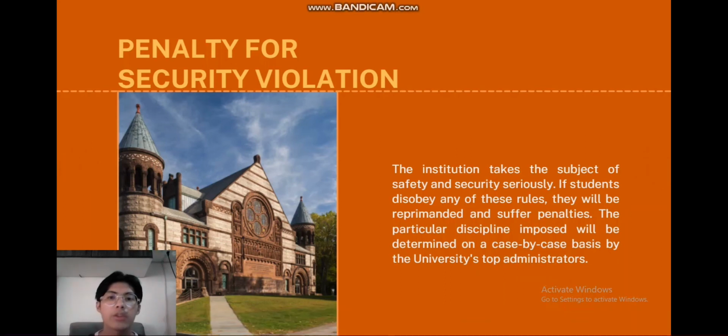Penalty for security violation. The institution takes the subject of safety and security seriously. If students disobey any of these rules, they will be reprimanded and suffer penalties. The particular discipline imposed will be determined on a case-by-case basis by the top university administrator.